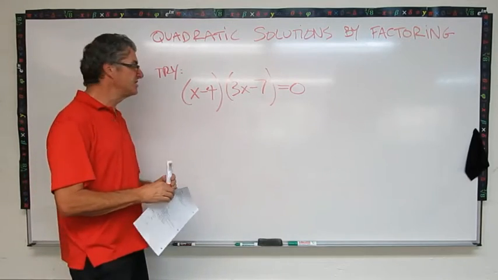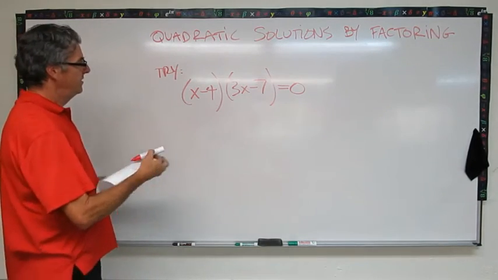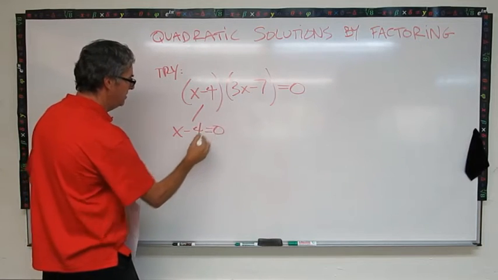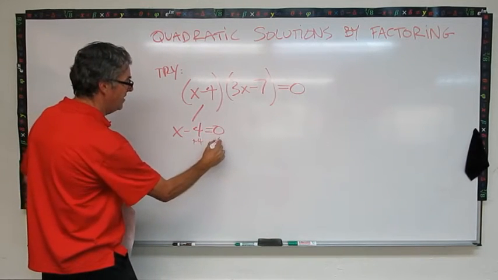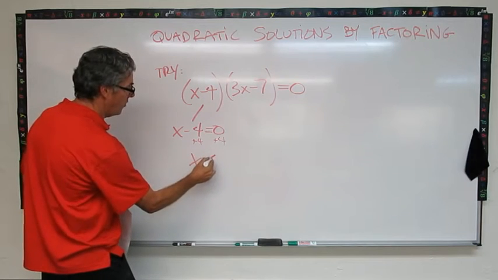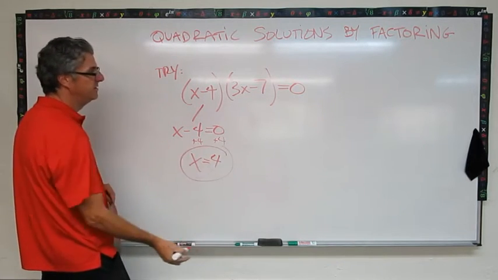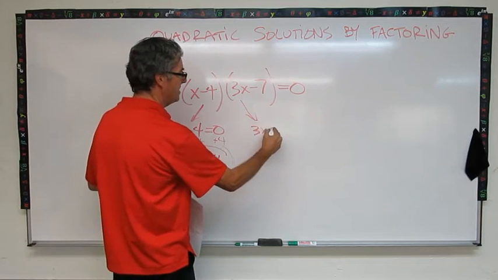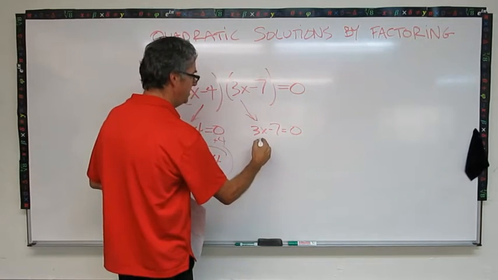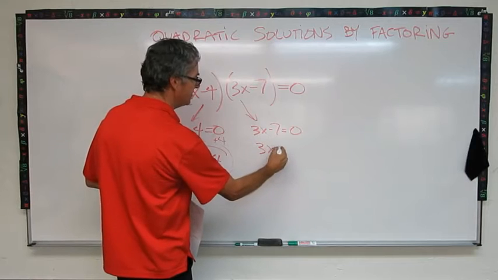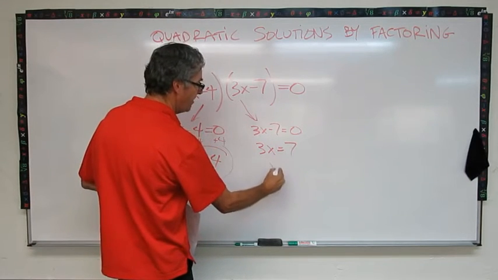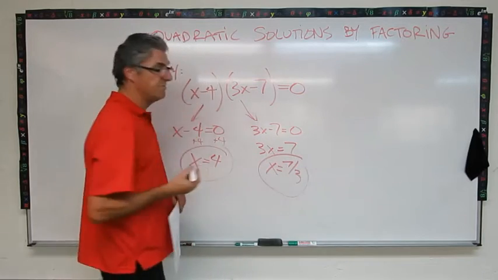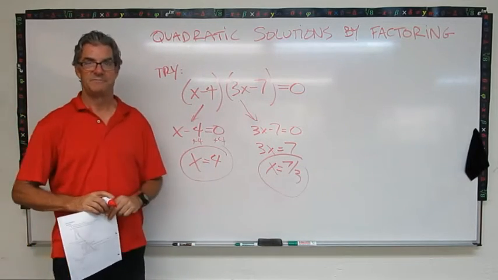Okay, let's finish this problem. My two equations, x minus 4 equals 0. Add 4 to both sides. x equals 4. That's my first solution. Second one is over here. 3x minus 7 equals 0. I'm going to add 7 to both sides. 3x equals 7. Divide through by 3. x equals 7 over 3. Those are my two solutions.